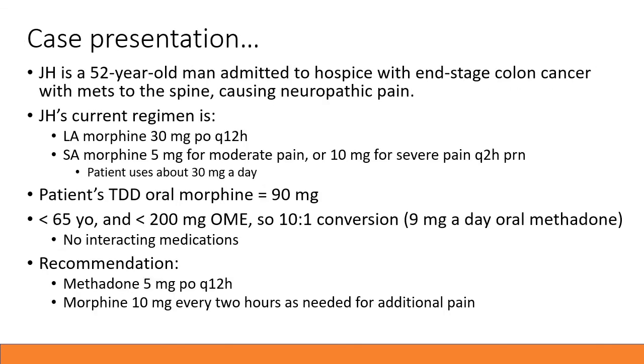So back at the ranch with our poor guy who's sitting patiently waiting for a recommendation on his methadone, his total daily dose of oral morphine is 90 milligrams a day. He is under 65 years old. He's under 200 milligram OME, so it's a 10-to-1 conversion, which would be 9 milligrams of oral methadone a day. Well, that's a goofy number, so I'm going to be bold and hike it up to methadone 5 milligrams Q12, and I'll use morphine 10 milligrams every 2 hours as needed for additional pain.